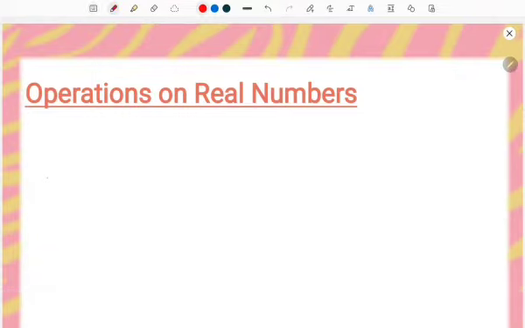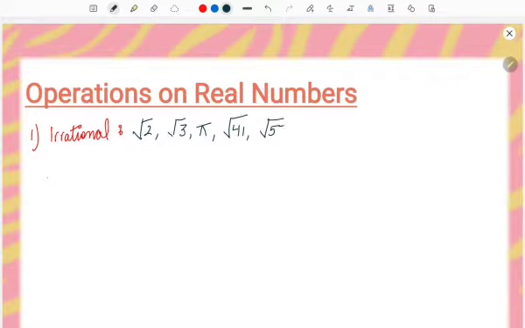What were irrational numbers? Let's see a few examples. Let's recall it. Irrational numbers examples would be root 2, root 3, pi, root 41, root 57, and so on. All those numbers whose decimal expansion is non-terminating and non-recurring are irrational numbers.